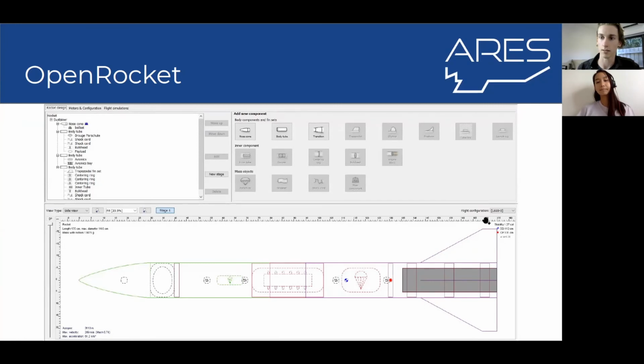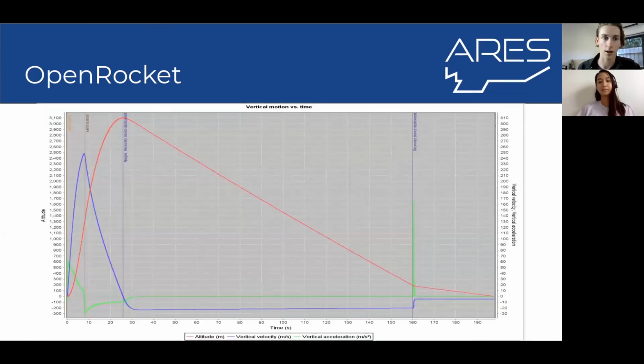It calculates the center of gravity and center of pressure for you. And you can fiddle with all of these design parameters and then run some simulation, and it will tell you acceleration, altitude, velocity, all of that good stuff.